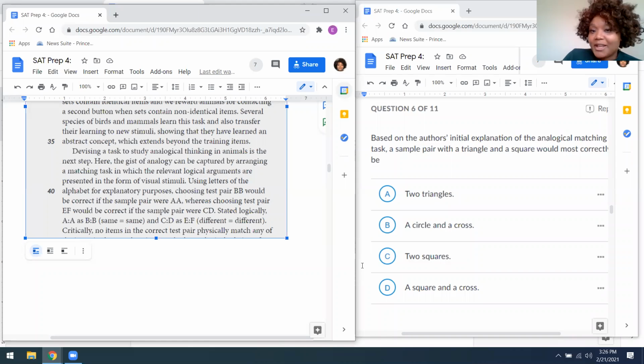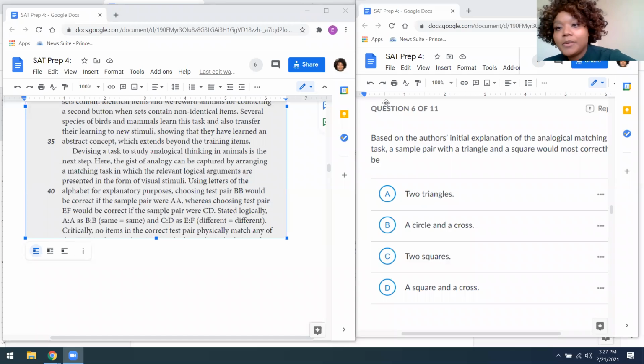Awesome, perfect. I was gonna ask you why isn't B correct, but you already got ahead of me and answered it, because you established how the answers have to be different. The analogy is that, as described in line 40 through 43 or so, same equals same and different equals different in terms of the items that are being compared. So here we have a triangle and a square, which are 2 different things.